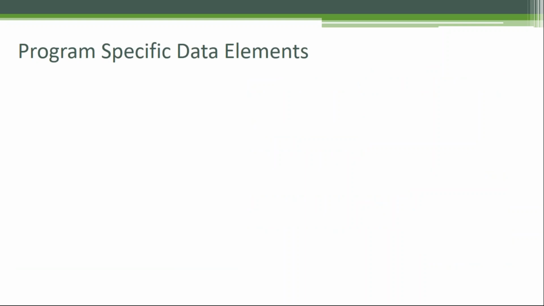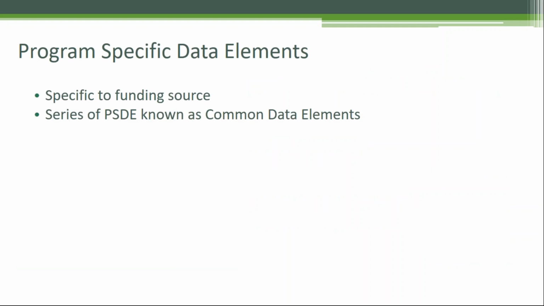We're now going to move into the program-specific data elements. These are specific to your program funding source. First, we're going to review the series of program-specific data elements known as the common data elements.